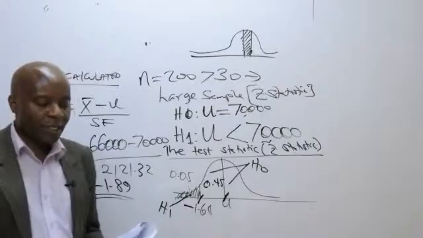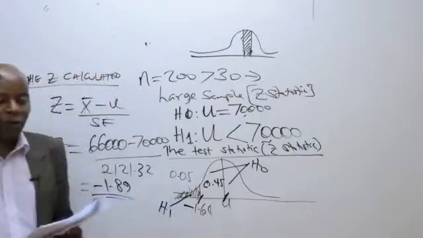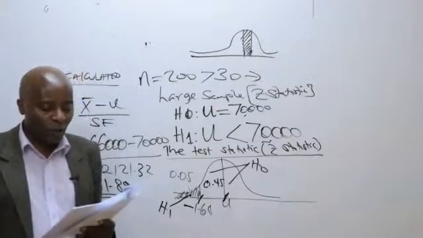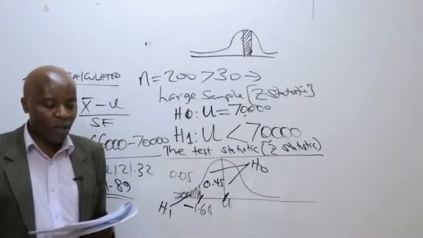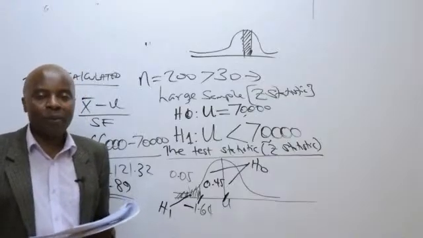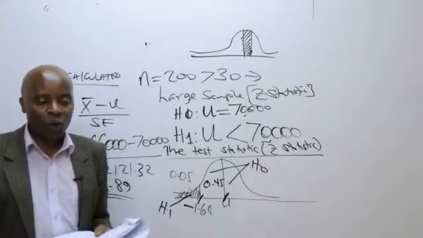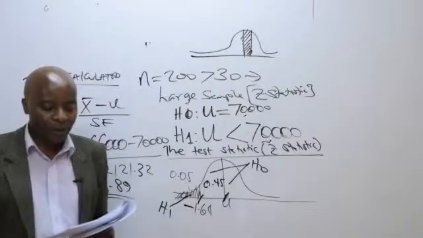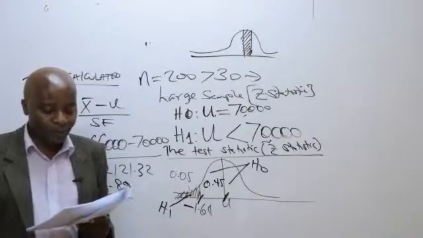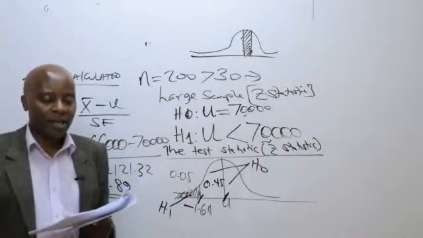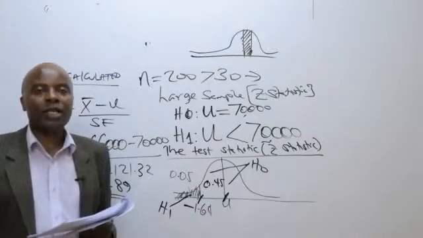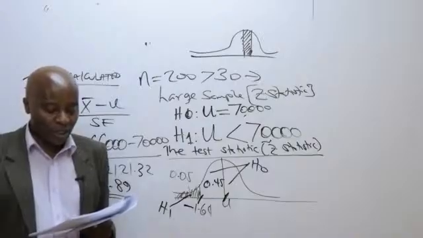Exercise 2: a sample size of 100 is drawn from a normal population whose mean is 30 and whose variance is 2.25.